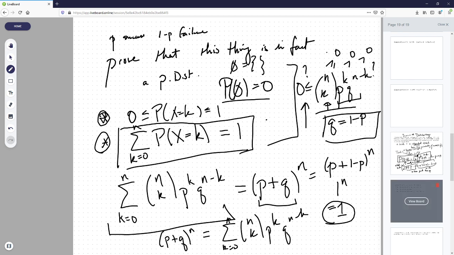So that's some boring stuff. The only reason why I go through this is I'm going to ask you to prove that the expected value of the binomial distribution is np on your homework. And I have a little guided exercise that gets you there.